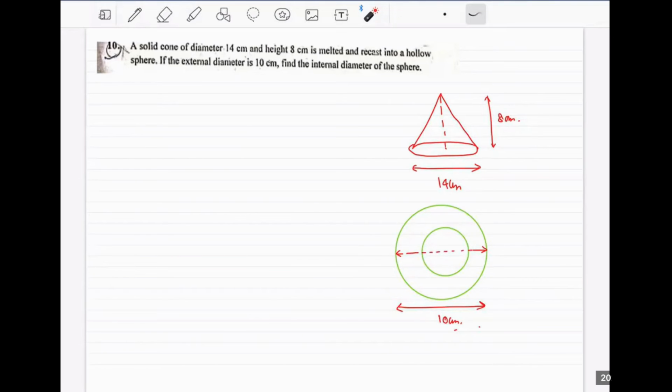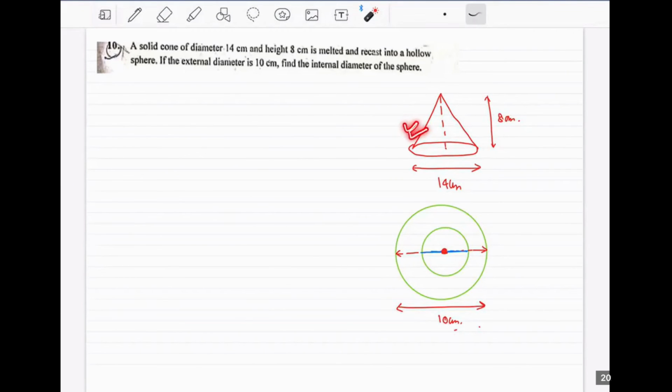What does the question want? The question wants to find the internal diameter of the sphere. Our goal is to find from here to here. Let's draw it in blue color. Okay, so this blue part we want to find out. From here to here is known to be 10. From here to here, we don't know. We have to find out. Okay, then let's say this point right here is the center. Now this part is the inner radius and this will be the outer radius. All right. What will be equal between the two?